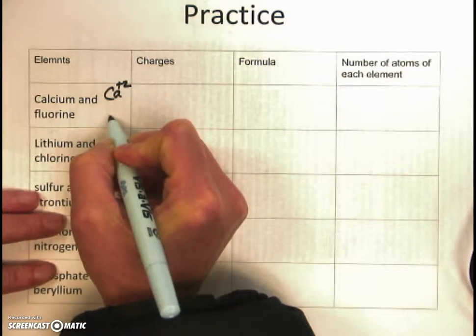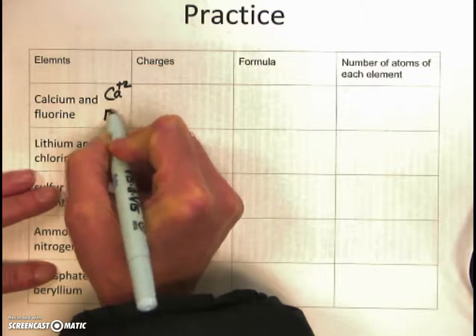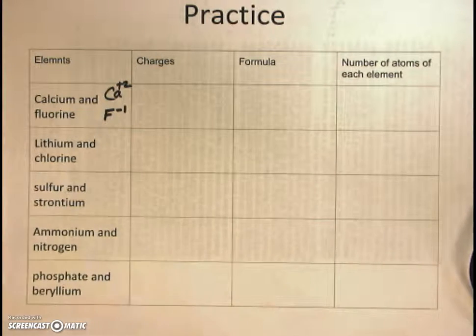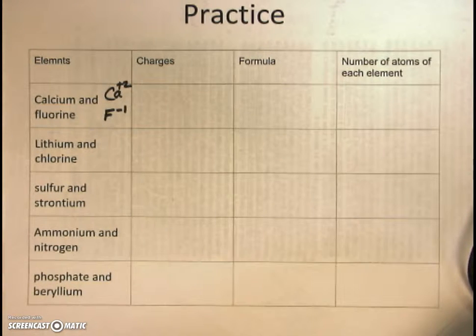It is an alkaline metal. It has 2 valence electrons. It's going to give those 2 valence away. Fluorine has a -1 charge, and you know that because it is a halogen. It has 7 valence electrons, and it wants 8, so it's going to gain 1 negative.